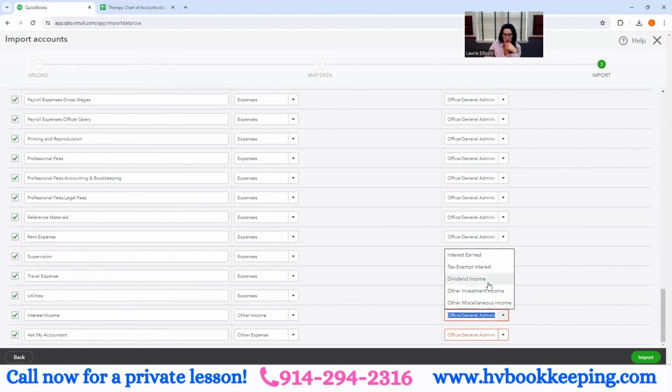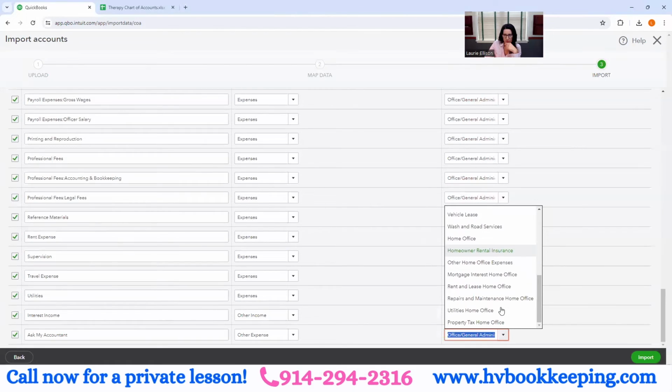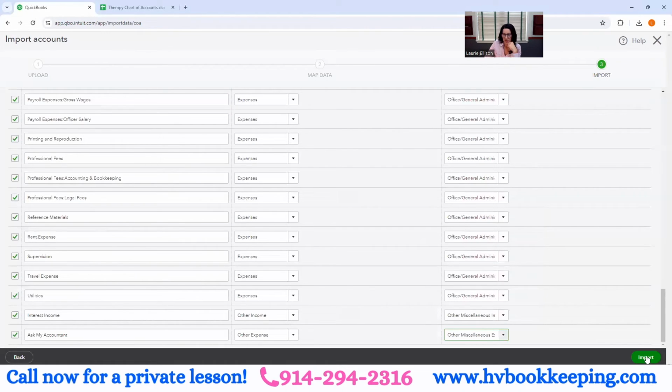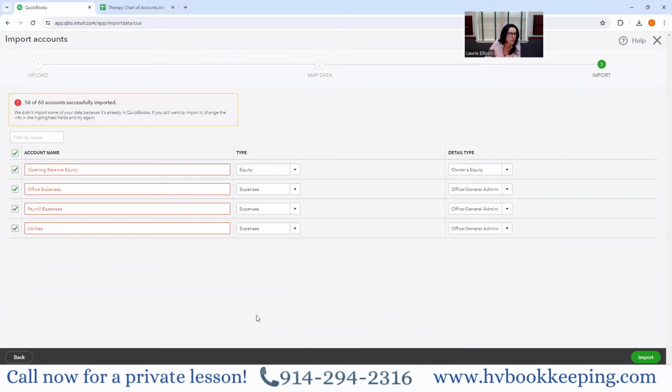Oh. See, these are red. I like to put everything to the same thing. It's easier to make sub accounts if they're all in the same detail type. Okay, so it's saying that these were already there. I'm worried though, this was my parent account. So I'm going to, it says 56 were imported. Okay, fine.